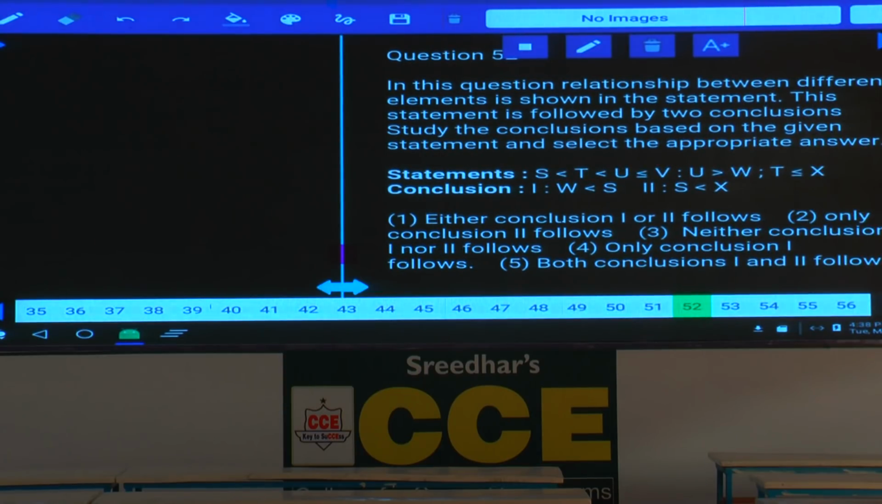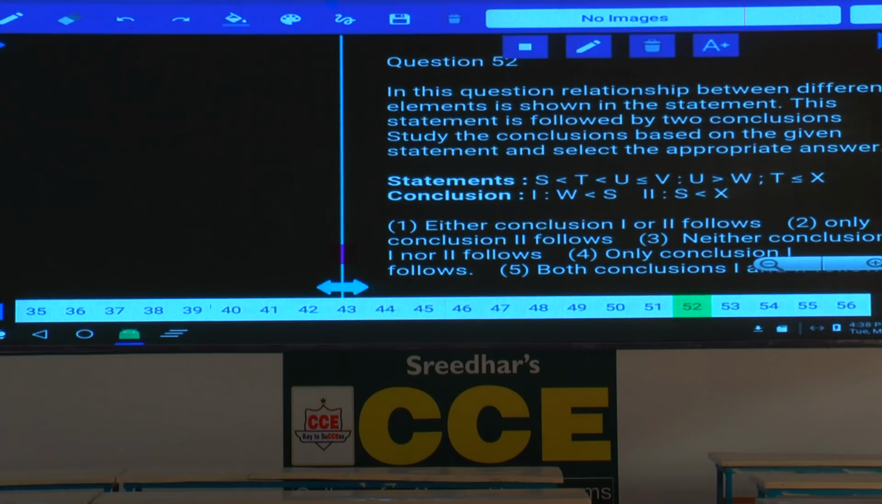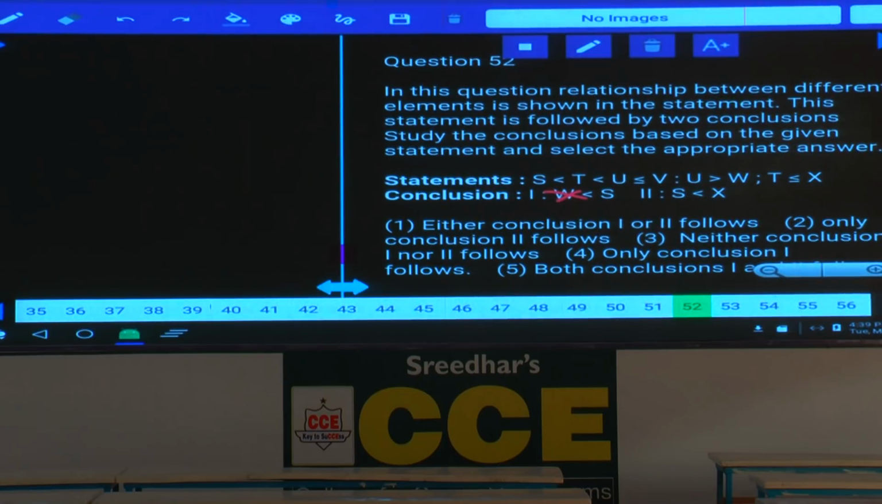Then coming to 52, the relation between W and S. S is here, W is here, the letter which is common is U. Hence U greater than W, if you write like this. Then between S and W there is 1 lesser than, 1 greater than, 2 opposite symbols. Hence no relation can be drawn. Hence first conclusion cannot be drawn.